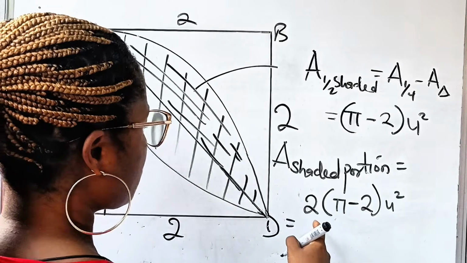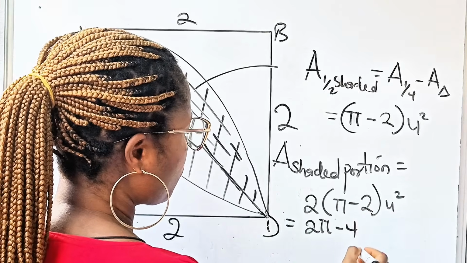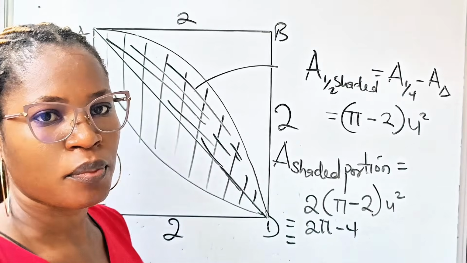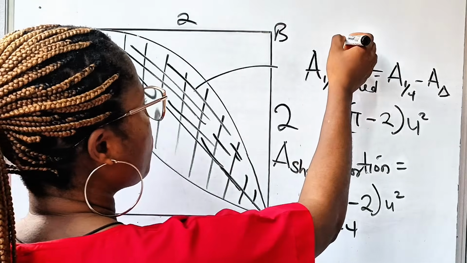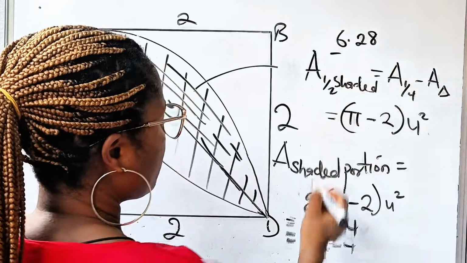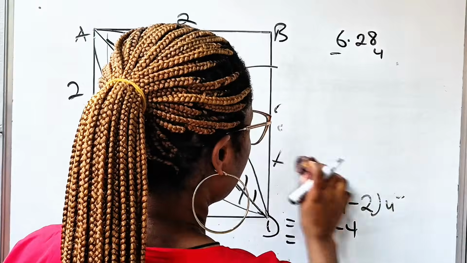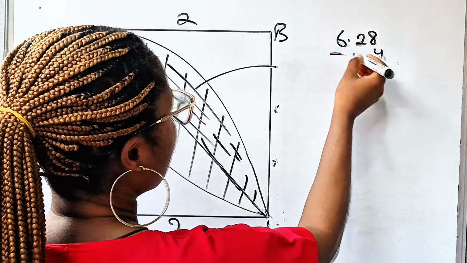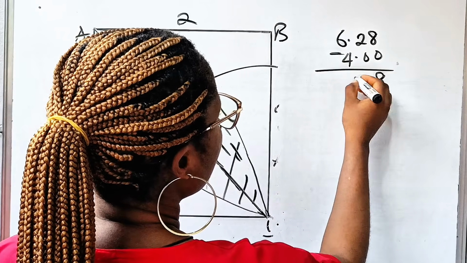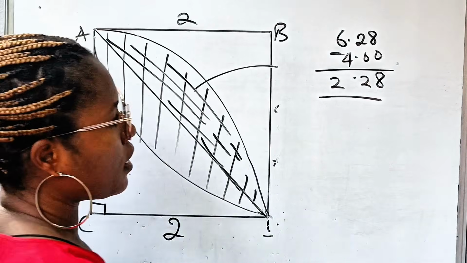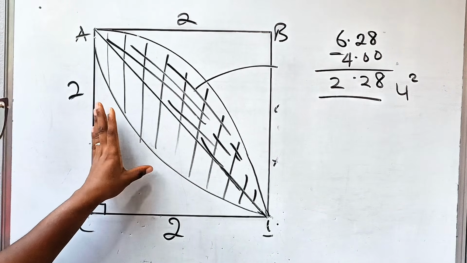So if you open the bracket, we have 2 times pi is 2 pi. 2 times 2 is 4. Now pi is 3.14, right? Now 3.14 times 2 will give you 6.28 minus 4. It's supposed to be like this. So we are going to have approximately 2.28 units squared as the area of this particular shaded portion.